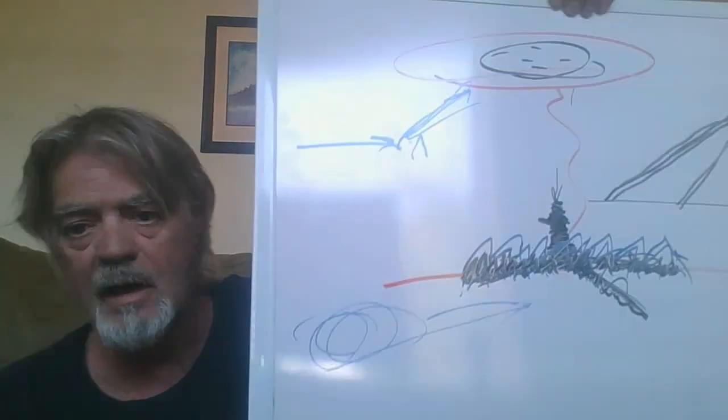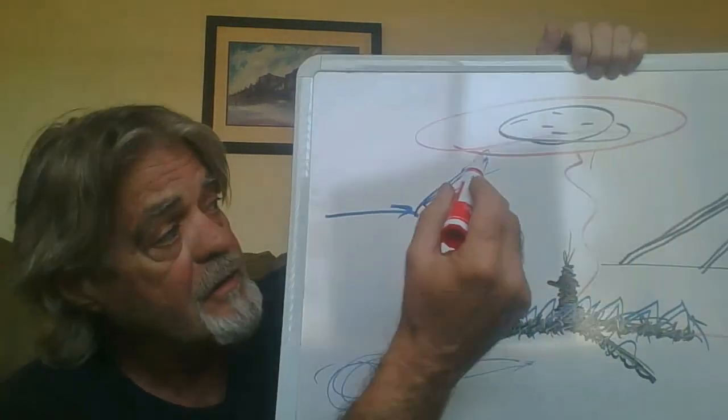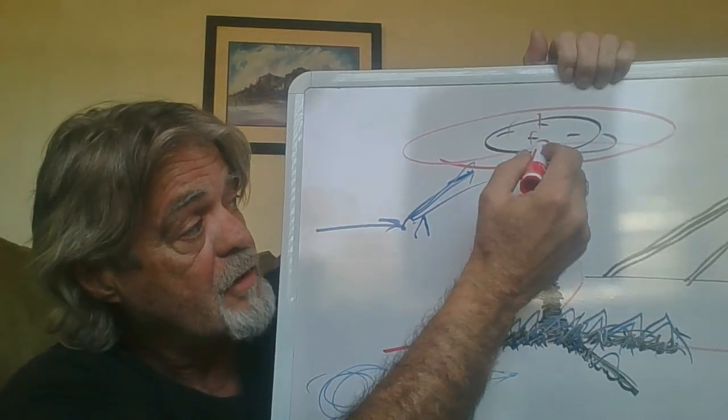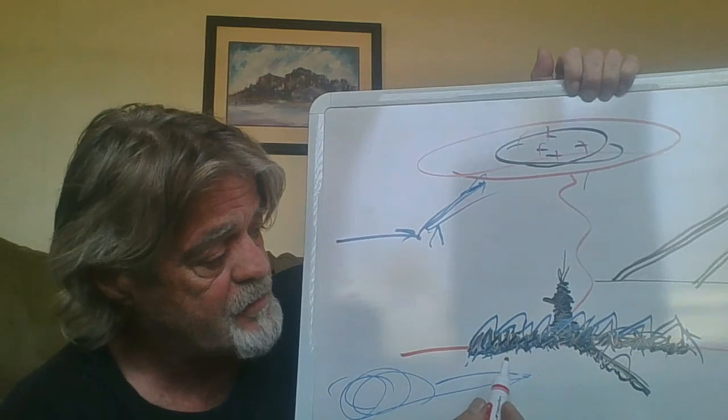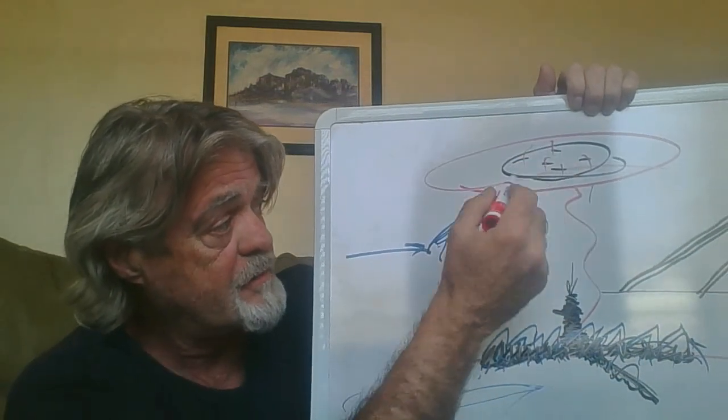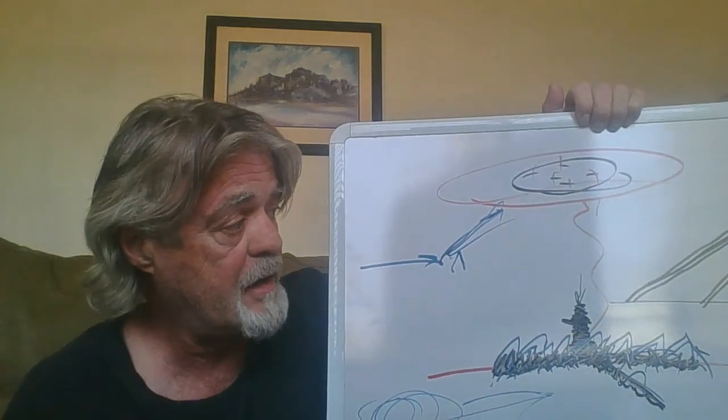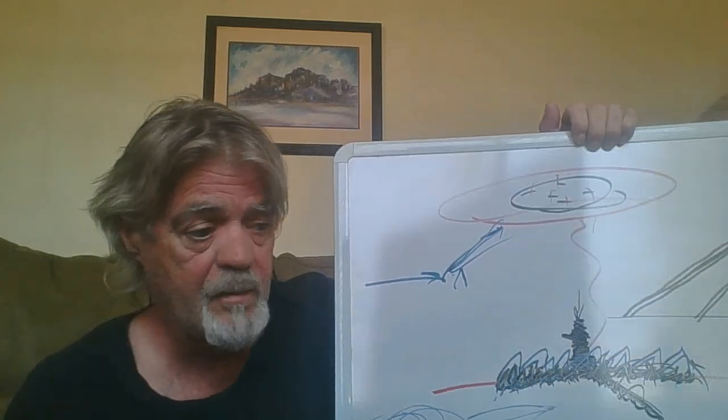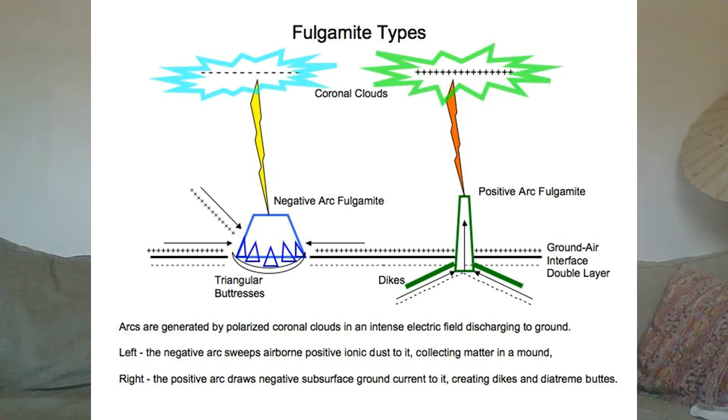Although I described it a little bit wrong, because I said these are negative and these would be the positive charges. If it's a positive strike, then it's positive charge coming out of the top of the cloud, the anvil, and creating this fulgamite. What I'm saying is there are two types of fulgamites that I see, and they have different morphologies. One of them, I believe, is the result of a negative cloud-to-ground strike, and the other is the result of a positive anvil-top strike to the ground.